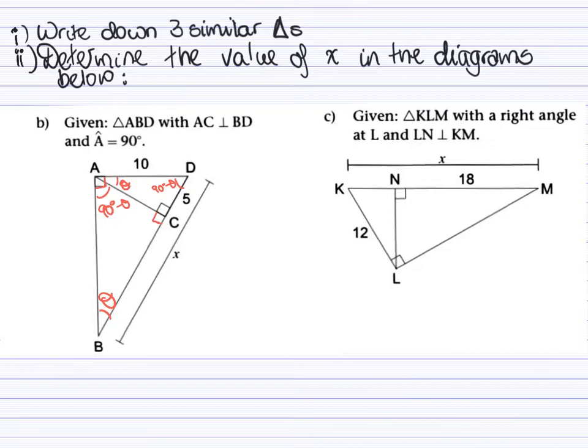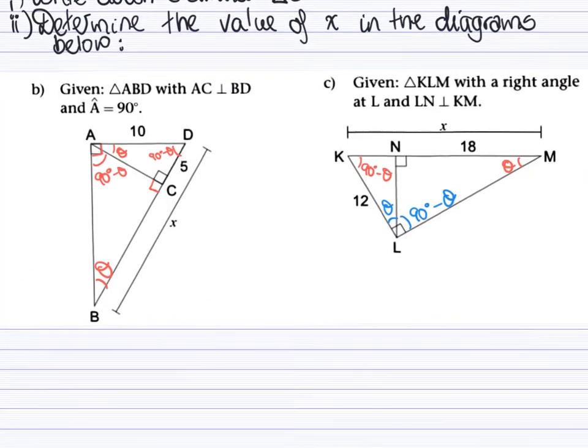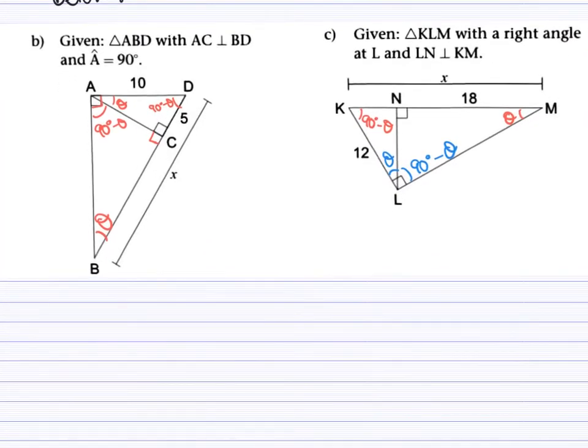We can do the same thing for part C, okay? Let me call that theta, and that would be 90 degrees minus theta. We're looking at the bigger triangle. Now looking at the medium-sized triangle, if we already have theta, this here would be 90 degrees minus theta, and that would be theta. So let us now go ahead and identify our similar triangles.